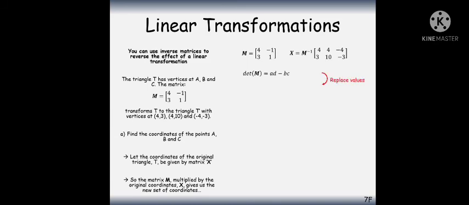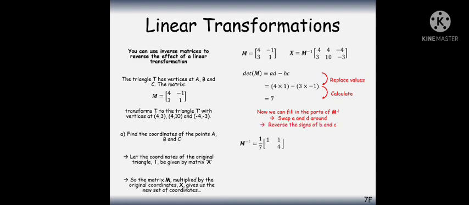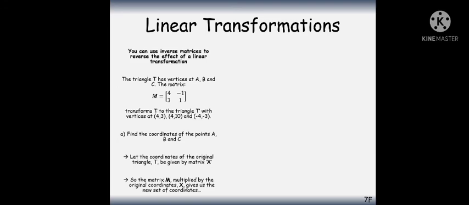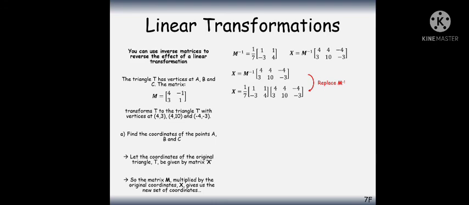The determinant of M is AD minus BC, so it'll be 4 times 1 minus 3 times minus 1, which will be 7. Fill in the parts of M minus 1, so we've got M minus 1 is 1 over 7. Swap the A and D around, so we get 1 and 4. Change the signs of B and C, so they will be 1 and minus 3.